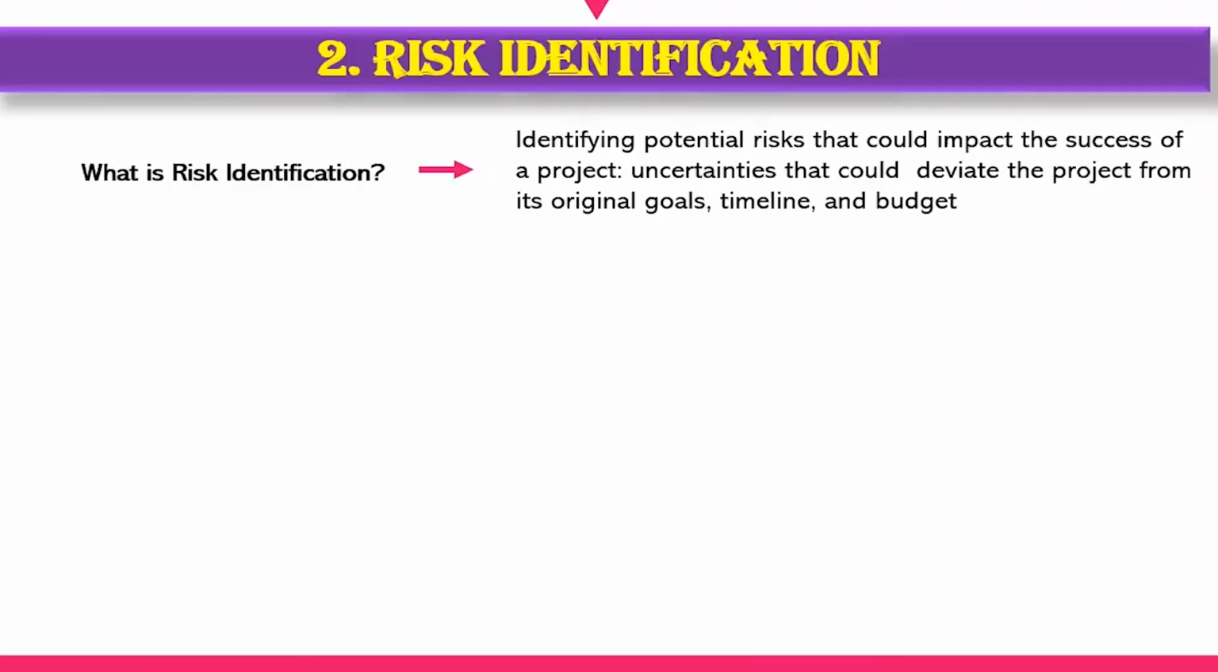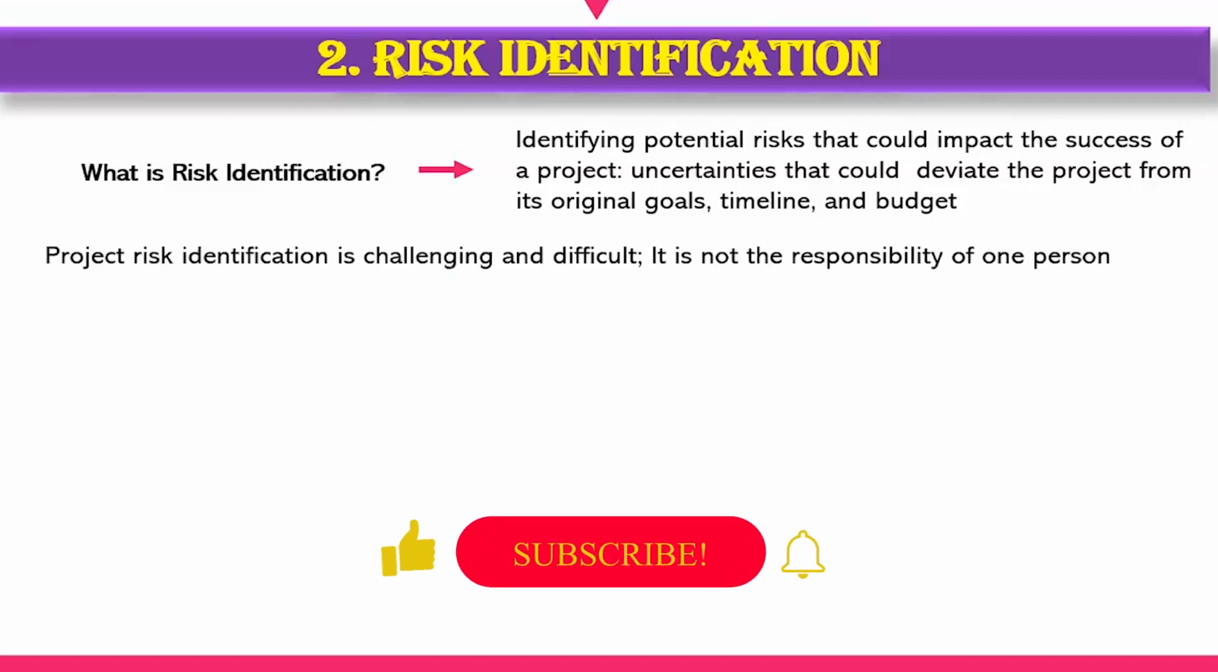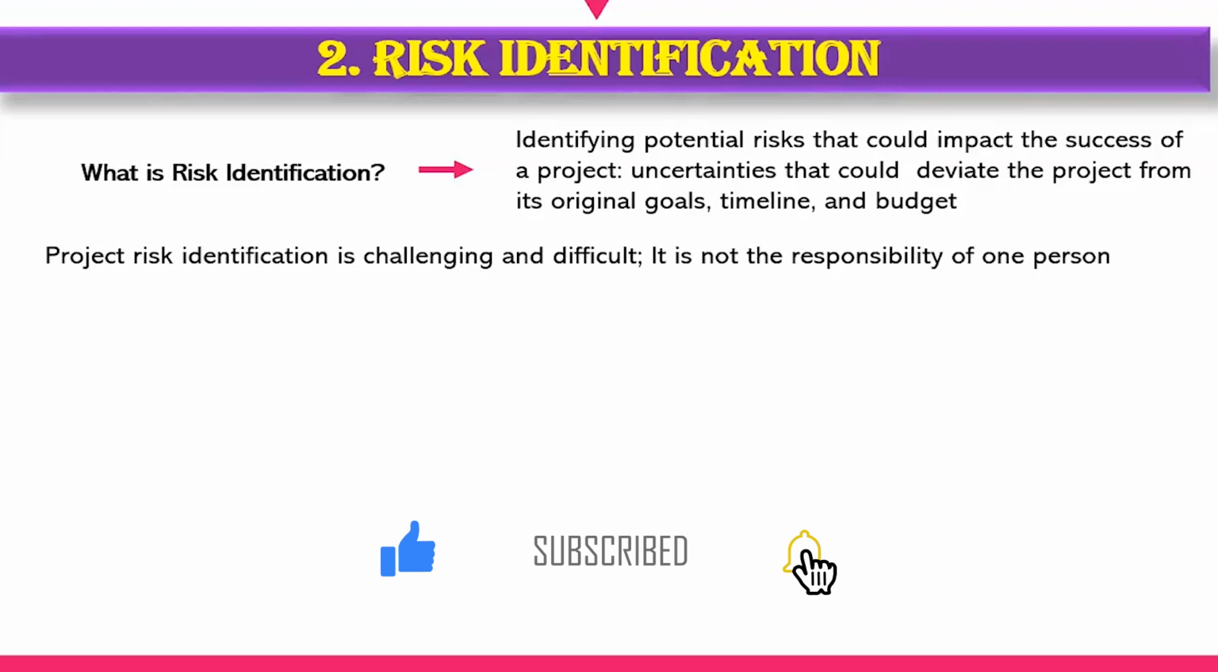The risk identification on projects really is aimed at identifying what the potential risks on the project could be and how they will impact the success of projects. So, what could happen on the project that could deviate the project from its original goals, timelines, and budget. And risk identification, which is the second aspect of the risk management process, is a very challenging task.